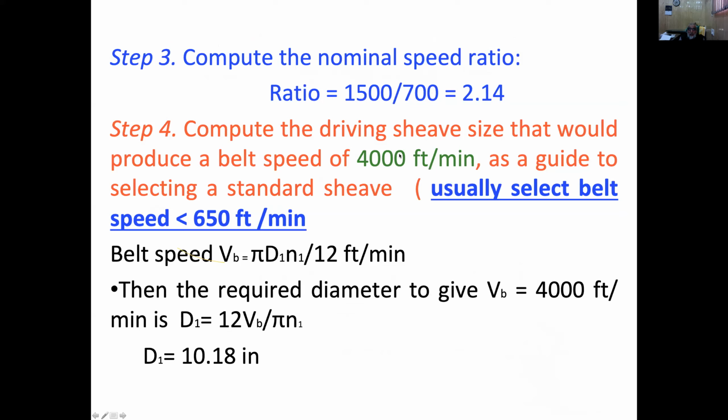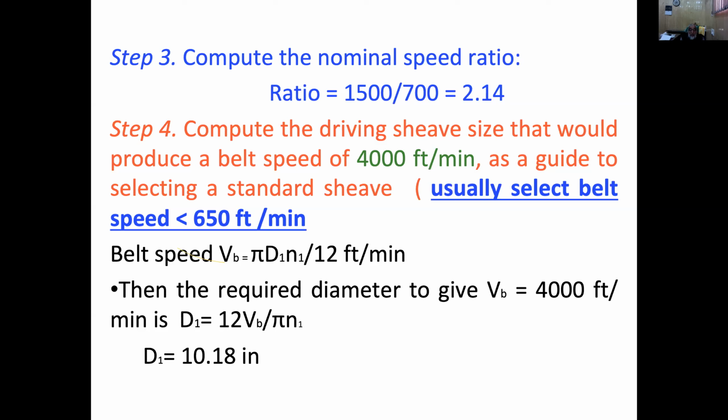Then the fourth step is to compute the driving sheave size that would produce a belt speed of 4,000 feet per minute. Now this step is very important. Please understand, this step is very important. In this step, you have to select the belt design. So far you have done the calculations. Now you have to select the belt design. For the belt design, you must know the length of the belt, but you cannot calculate the belt length unless you know the center distance and the diameter of the sheave, and you don't know any of these parameters at this point.